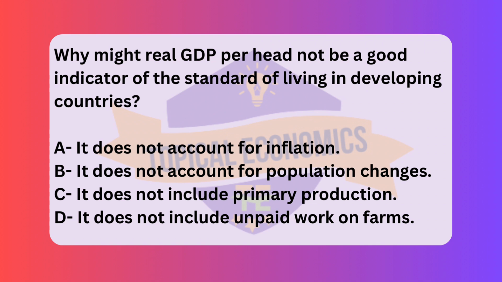Unpaid work on farms, such as subsistence farming, is a common activity in many developing countries, particularly in rural areas, where people grow food for their families and do not engage in formal markets. Since this work is not part of the formal economy, it is not included in the GDP calculation. However, this work still contributes to people's well-being, as it provides food, shelter, and other essentials. Real GDP per head overlooks this form of informal economic activity, which leads to an underestimation of the standard of living in countries where subsistence farming and other non-market activities are prevalent.